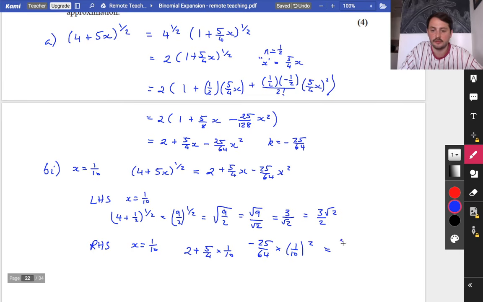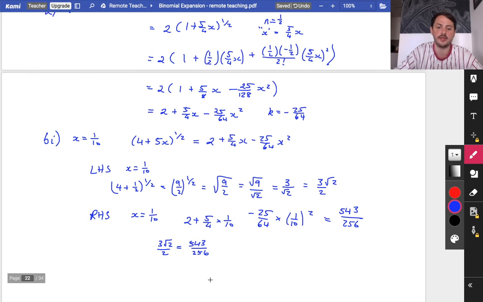And we get 543 over 256. So we know that the left-hand side and the right-hand side are equal to each other. So we've got 3 root 2 over 2 is equal to 543 over 256. And they want to find out what root 2 is. So solve the equation. Multiply by 2 and divide by 3 to get root 2 by itself.